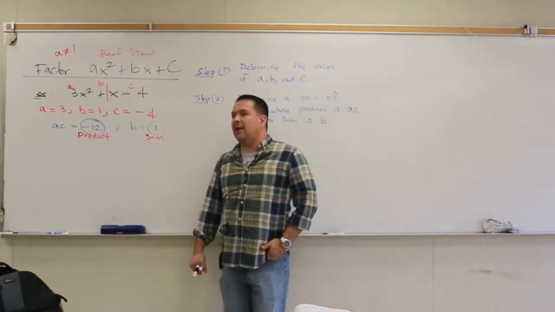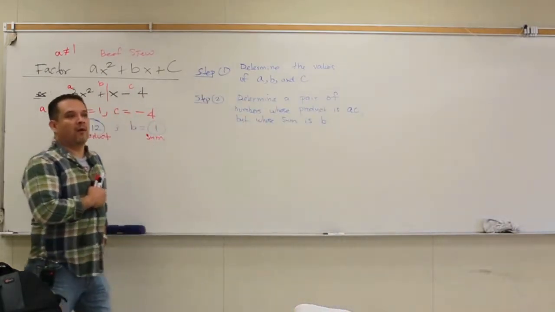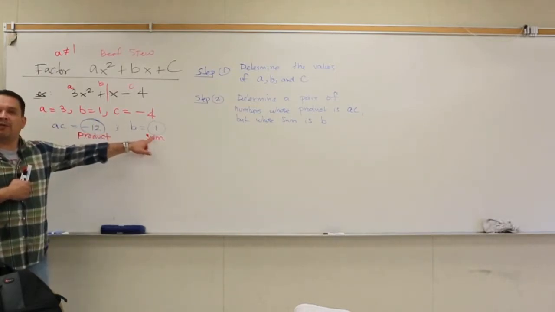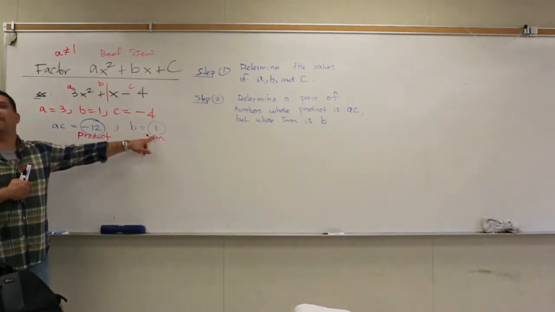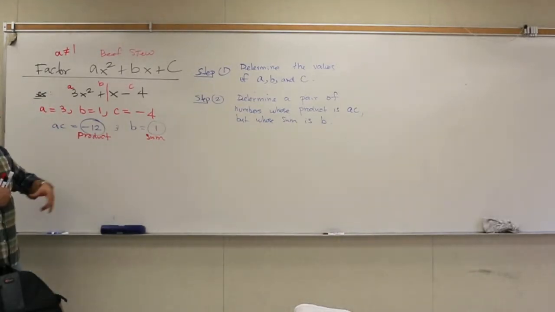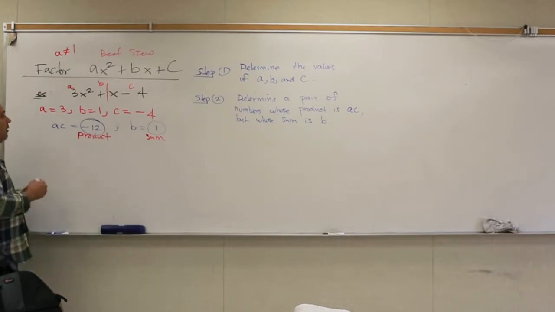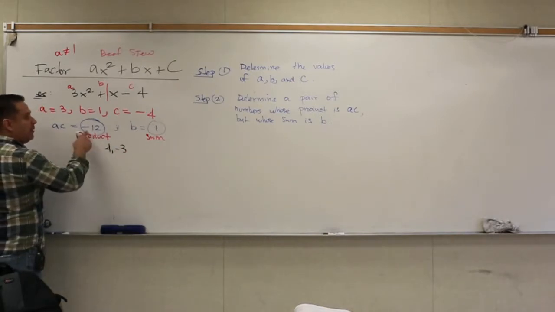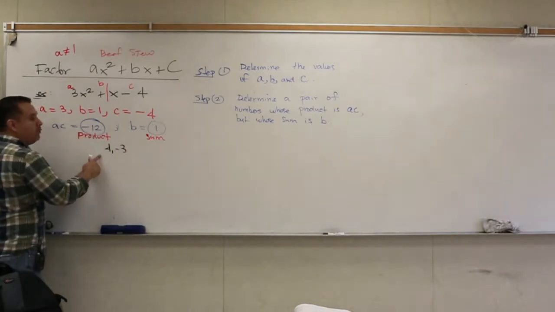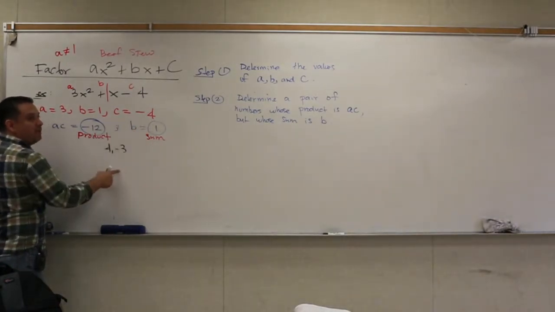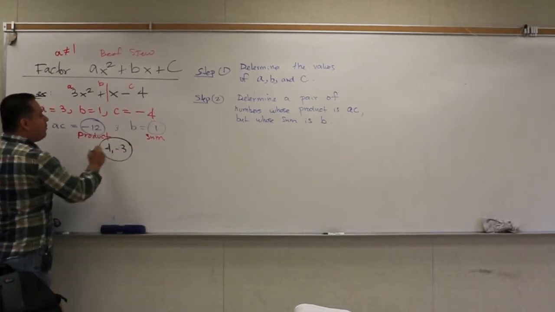So you got to give me a pair of numbers whose product is negative 12, but whose sum is 1. Boy, those two operations in algebra, multiplication and addition, are vital. What two numbers multiplied together is negative 12, but when added is positive 1? Is it 4 and negative 3? What's 4 times negative 3? Negative 12. What's 4 plus negative 3? Is that positive 1? You guys okay with this? You guys found the numbers.